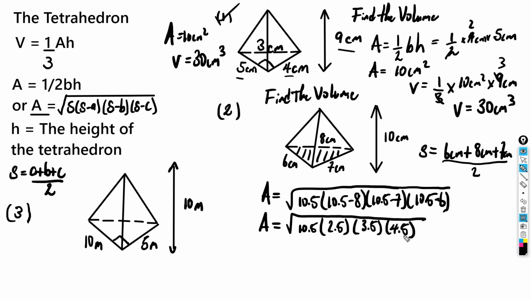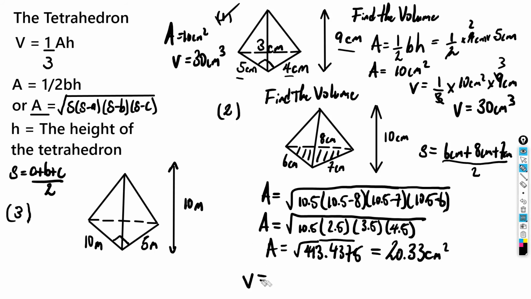All right, so let's just put that in our calculators, guys. We should get the area is equal to the square root of 413.4375. Let's find the square root of that. The answer for the area should be 20.33. Okay, and this should be in centimeters squared, right?